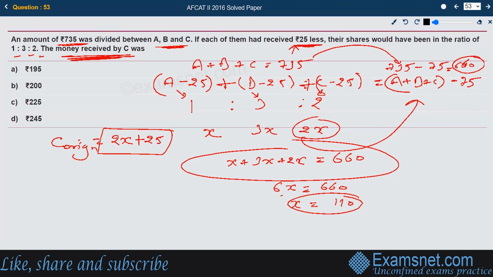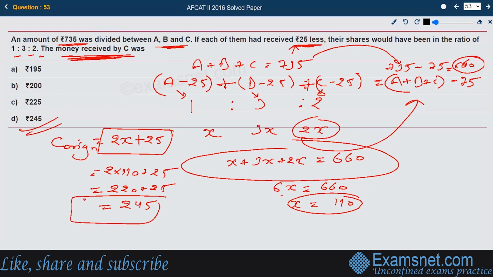We have x as 110. If we put in the value, that is 2 into 110 plus 25. And how much is this? It is 220 plus 25. If we add it together, this brings us to 245. So that is the right answer. Option D, the original value of C, 245.